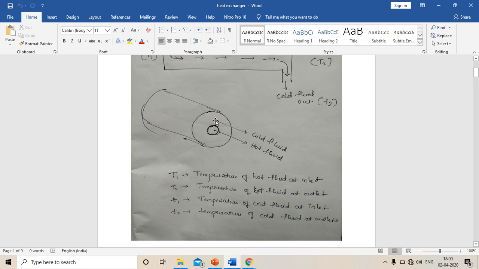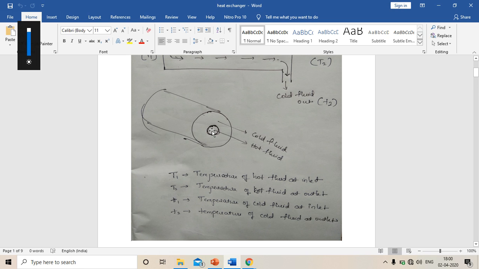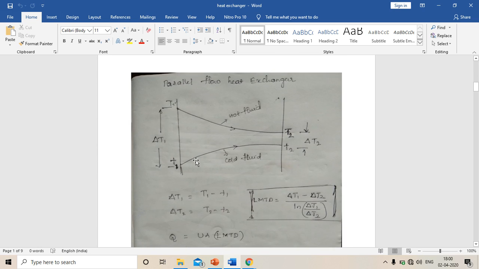So this is the inner tube and this is the outer tube. In the inner tube, hot fluid is flowing, and in the outer tube cold fluid is flowing. So here I explain the notations.